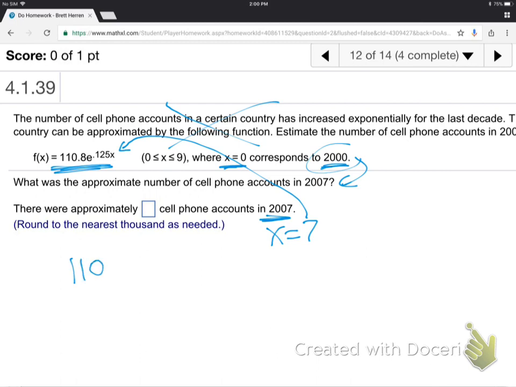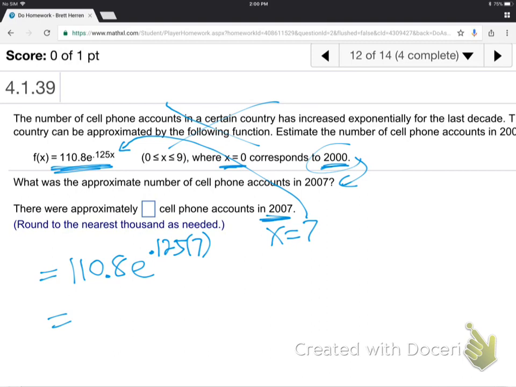So it's 110.8 times e to the 0.125 times 7. Are you familiar with the e? The e is going to be a button on your calculator. You should find it right above the ln key, the natural log key. So type that into your calculator and see if you can get that to work out. I'm glad to help you after class. Each calculator is a little different, so it probably has to be individual. e to the power 0.125 times 7.